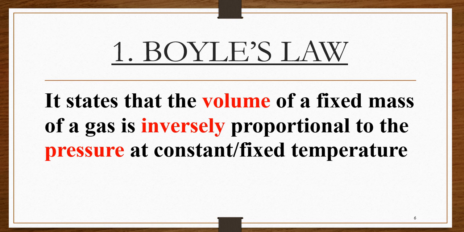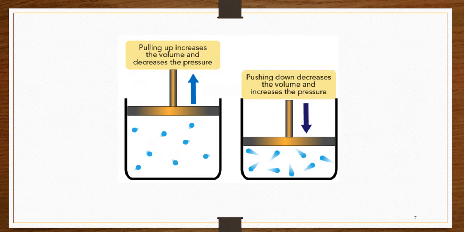There are 3 key words that are important when it comes to Boyle's law. We are comparing the volume of a fixed mass of a gas, the pressure of that given mass of a gas, and the temperature. And we are saying that the volume is inversely proportional to the pressure, and temperature, when it comes to Boyle's law, is constant. It is held constant and it is fixed.